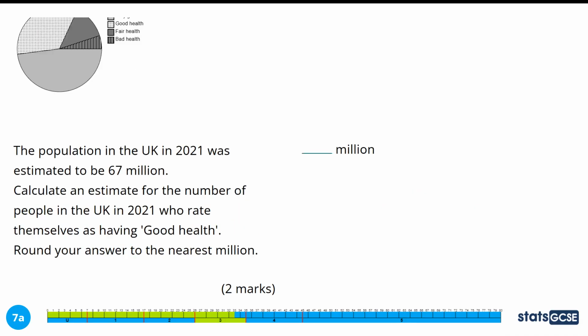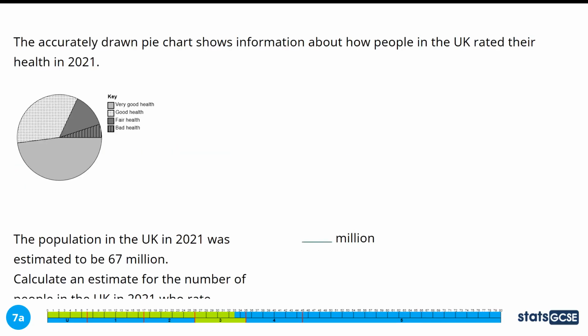The population in the UK in 2021 was estimated to be 67 million. Calculate an estimate for the number of people in the UK in 2021 who rate themselves as having good health. Round your answer to the nearest million. Good health is shown by this shade here, and we just need to get a protractor out and measure the angle of the good health, which is 122 degrees.